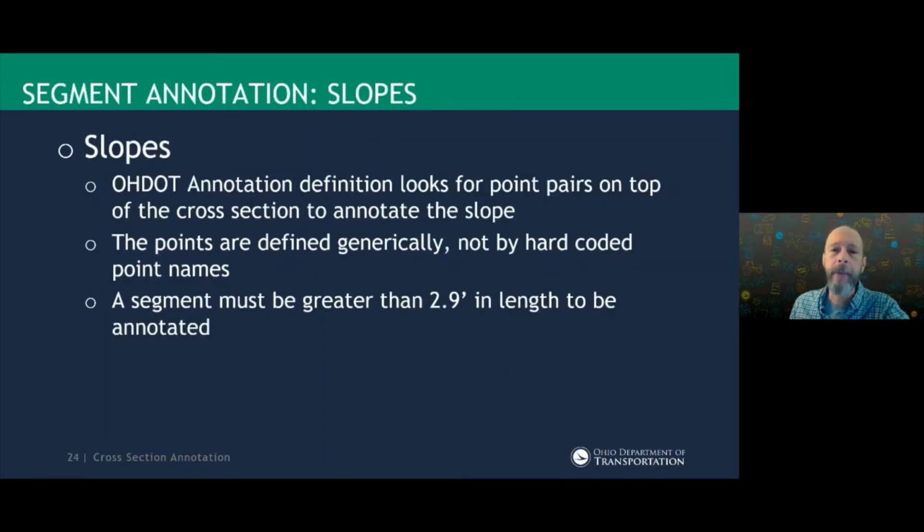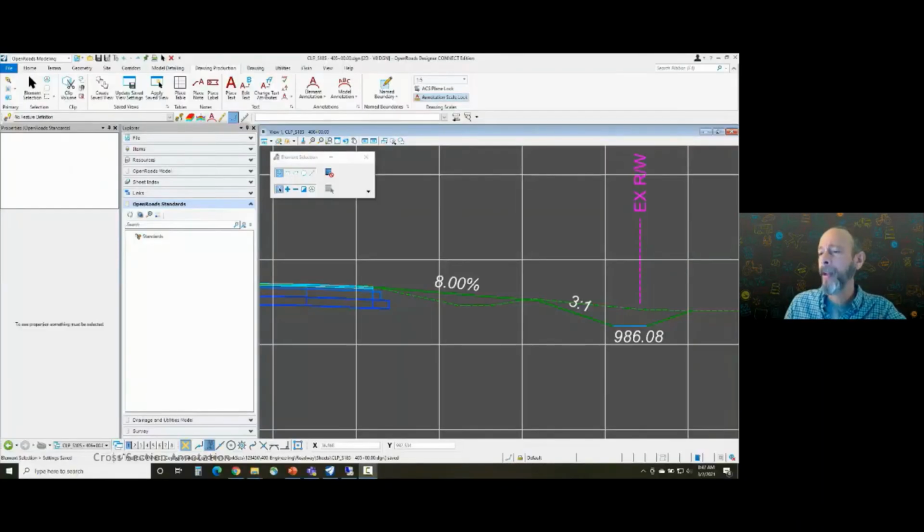So let's talk about segments and annotating the slope. Our ODOT annotation definition looks at a pair of points on top of the cross section to annotate the slope. And the points are defined generically. They're not hard-coded by the point name. And there's a statement in there, the segment must be greater than 2.9 feet, or actually not less than 2.9. It's kind of a little odd logic, but if it's less than 2.9, it's not going to be annotated. There's a reason for that, and I'll talk about that as we take a look at this video.